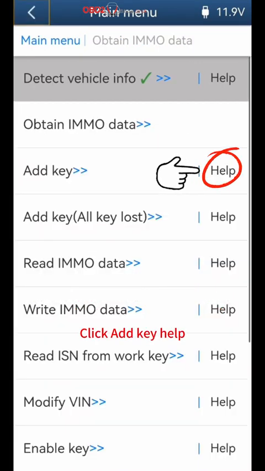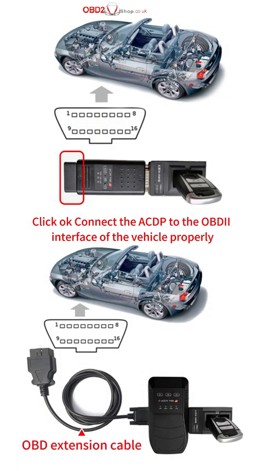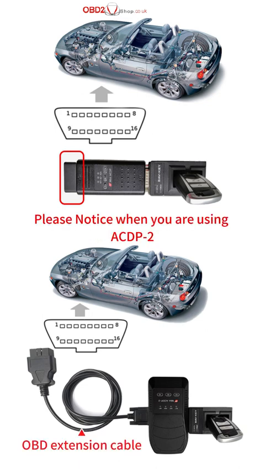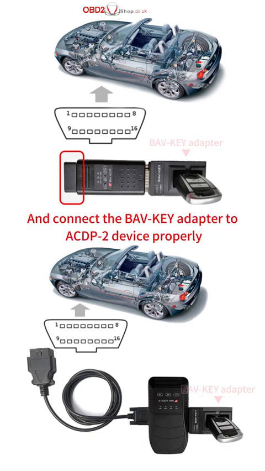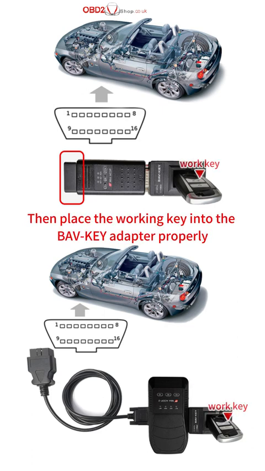Click Add Key Help. Connect the ACDP to the OBD2 interface of the vehicle properly. Please notice when you are using ACDP2, it is necessary to change the DoIP cable to OBD2 extension cable, and connect the BAV key adapter to ACDP2 device properly. Then place the working key into the BAV key adapter properly. Click Add Key. Click OK.